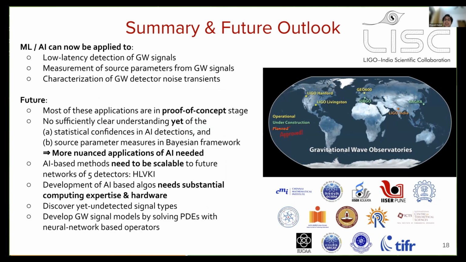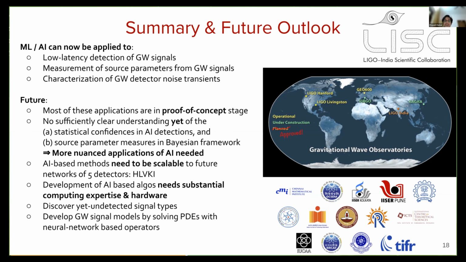So to summarize, I want to point out that ML and AI have already been applied to the key problems in gravitational wave astronomy, but the current applications are mostly at the proof of concept stage. And the main problem, as we in the field understand, is that it's not yet clear how we interpret the results coming from these neural networks in terms of the statistical confidence that we can put in the gravitational wave detections that these AI algorithms will make, or the posterior probability distributions that these neural networks provide us with. Also, none of the current applications are quite scalable to a future detector network of 5 instruments, of which LIGO India will be a major member, right?